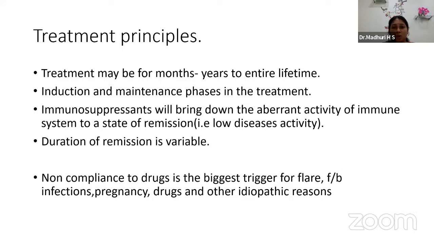What is the most common cause for disease flare? It is non-compliance to drugs. Especially in our country, peri-marriage non-compliance is very common. Unplanned pregnancy and non-compliance because of the pregnancy is quite common. So all these will make the disease flare. Other issues may be some infections, pregnancy, or unknown drug interactions, etc. And many times there is no specific cause, an idiopathic cause. So all these are reasons for flare. So our treatment goal is to avoid flares, and keep the patient in remission with the least side effects from the medicines.